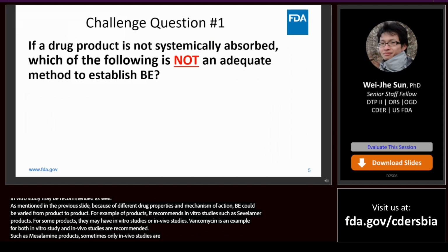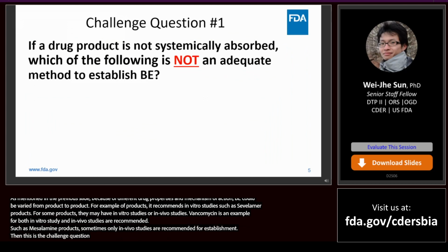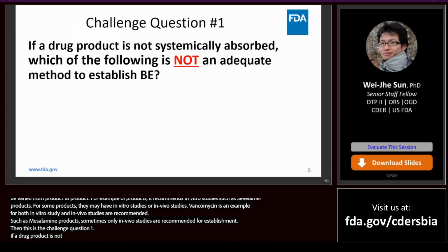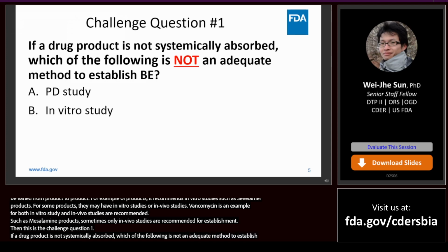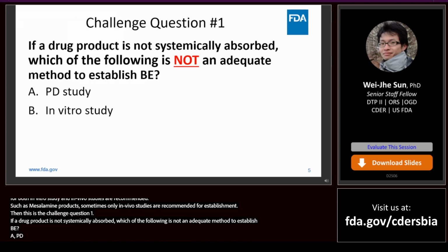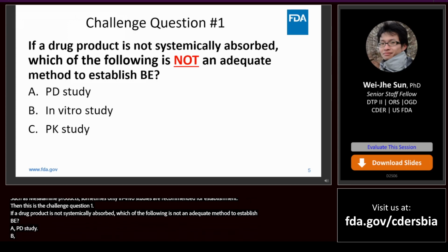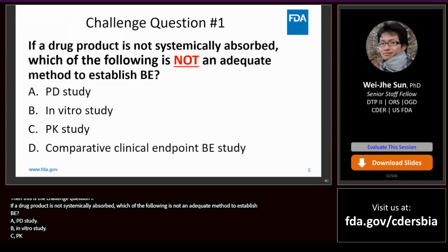Then this is challenge question one. If a drug product is not systemically absorbed, which of the following is not an adequate method to establish BE? A. PD study. B. In vitro study. C. PK study. D. Comparative clinical endpoint BE study.